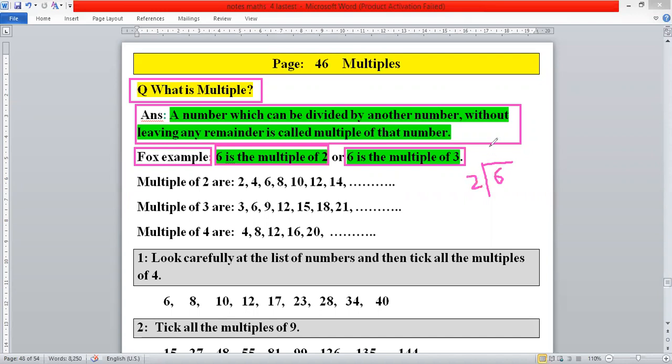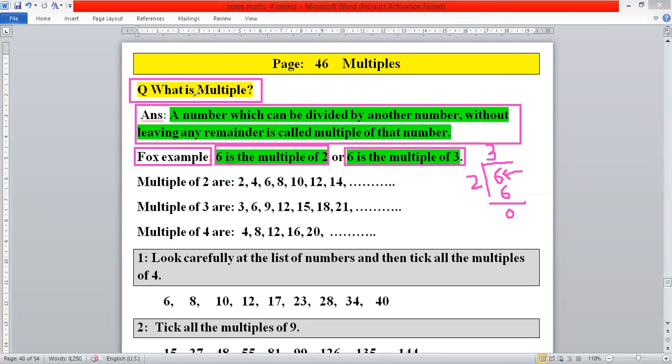So count the table of 2. 2 3s are 6, 6 minus 6, here remainder is 0. Whenever you divide any number by another and you get the 0 remainder, it means the given dividend is the multiple of given divisor.